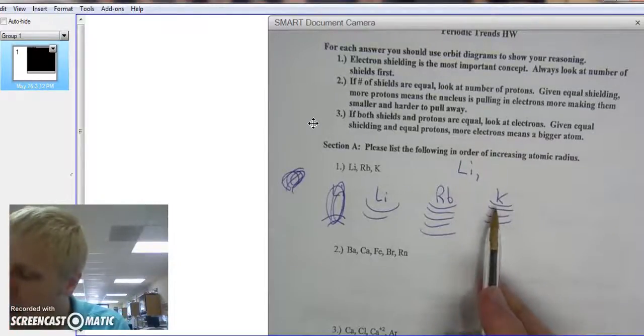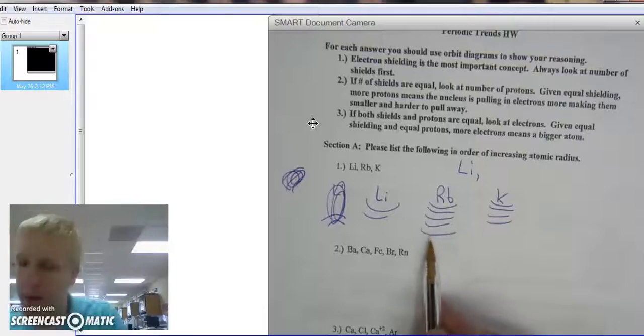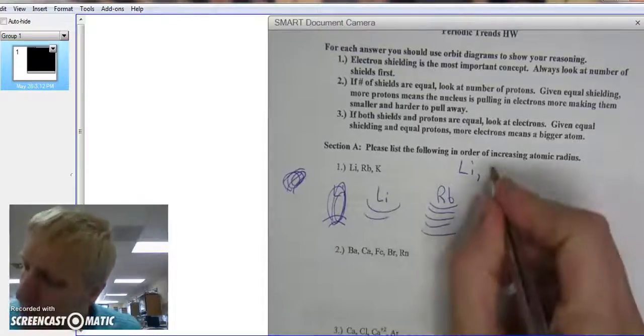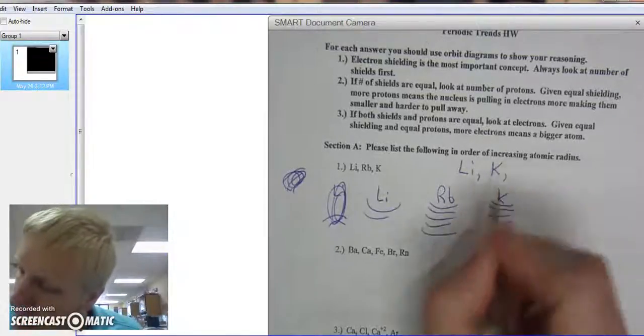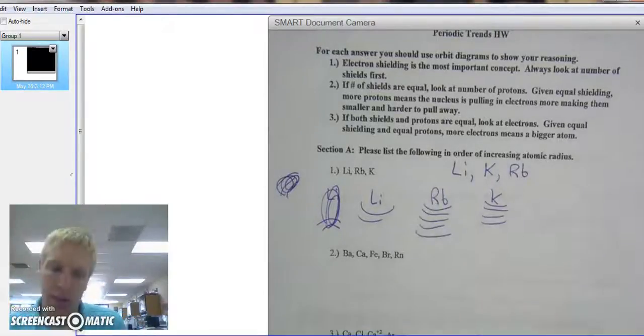And then we have potassium has 1, 2, 3, 4, and rubidium has 1, 2, 3, 4, 5. So it looks like potassium would be the next one. So I'm going to write down potassium, and then rubidium has the most shields, so that is the largest one.